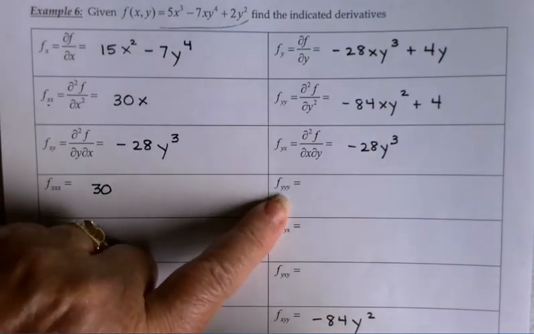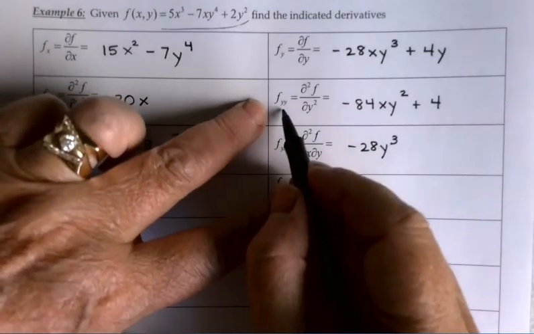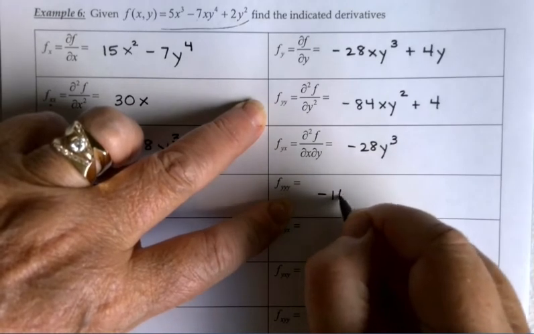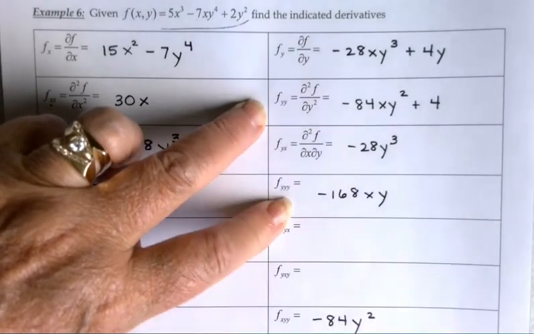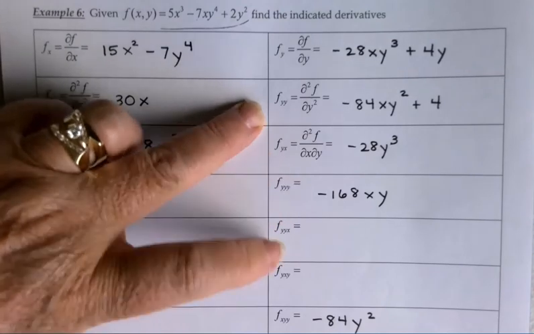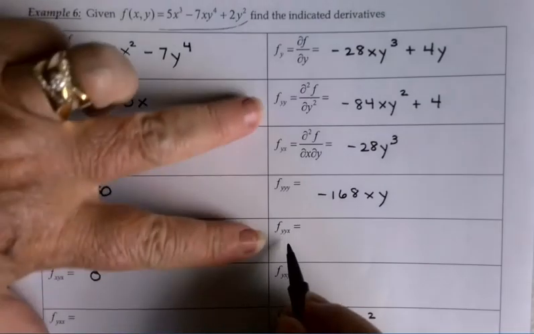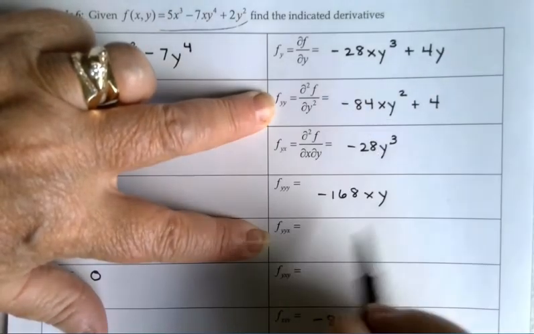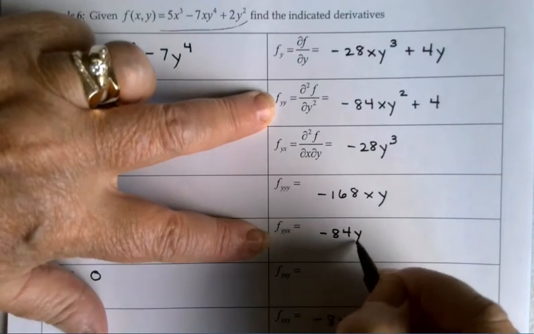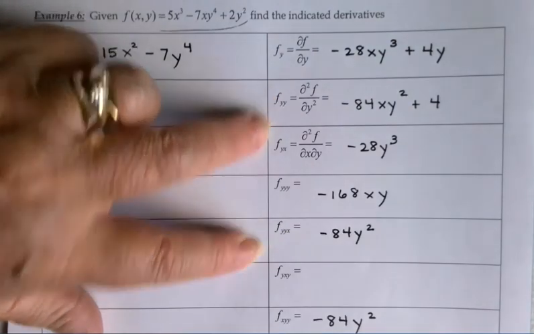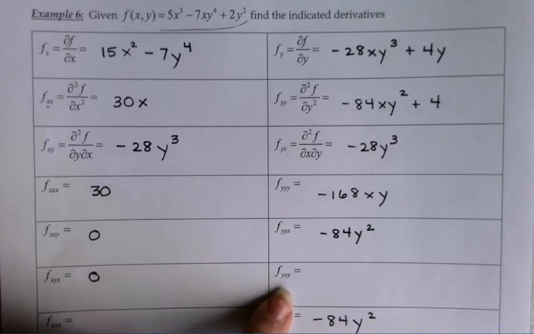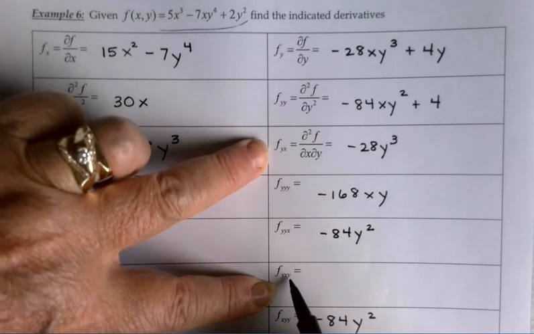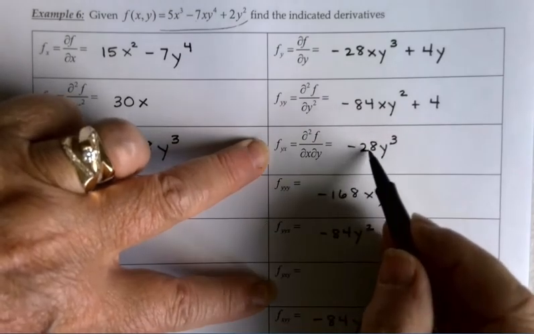F sub yyy. So let's see, f sub yy was up here. Another derivative with respect to y. Negative 168xy to the first. F sub yxx. Back here, and then with respect to x, negative 84y squared plus 0, and f sub yxy, back here to yx, and another derivative with respect to y would be negative 84y squared.